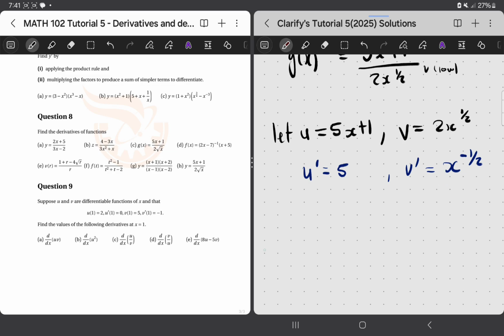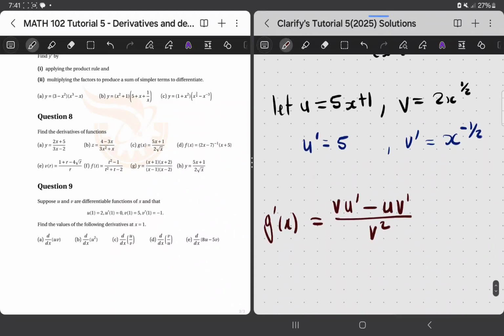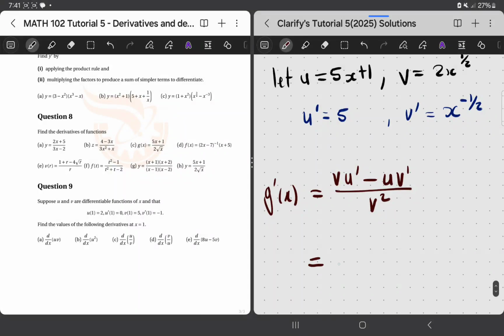Okay, now we can then write that g prime of x is equal to low, which is v, d high, which is u prime, minus high, which is u, d low, v prime, over square the bottom, which is v squared. Remember, low, which is v, d high, derivative of the top, which is u prime, minus high, which is u, d low, derivative of the low, which is v prime, over square the bottom. Low d high minus high d low over square the bottom.